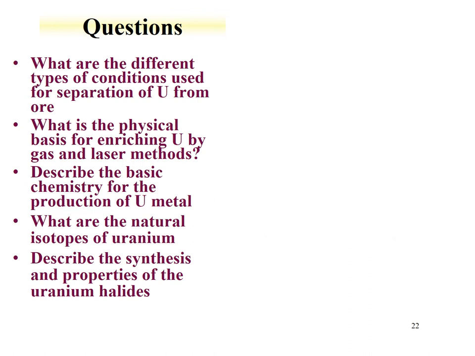What are some of the natural isotopes of uranium? As we discussed earlier, there are uranium-235, which is 0.7%, uranium-238, which is the bulk of the uranium, and then some uranium-234, which is in equilibrium with uranium-238 due to the decay route. And some synthesis and properties of the uranium halides. Well, we discussed those previously where we talked about starting compounds for the formation of uranium metal. And these can be achieved either from using the uranium metal with the acids or the gases.